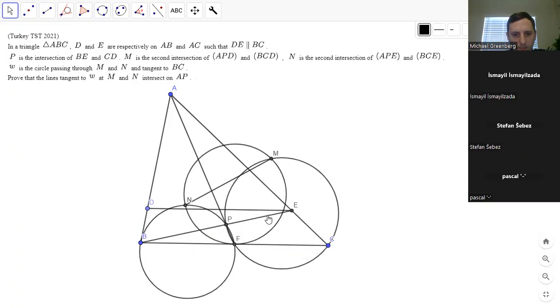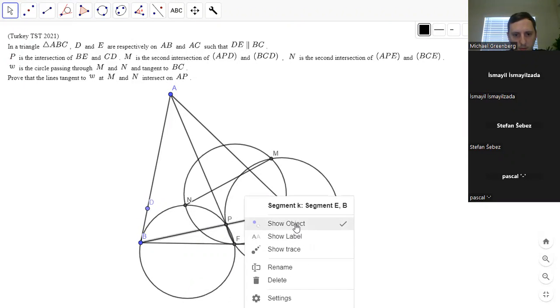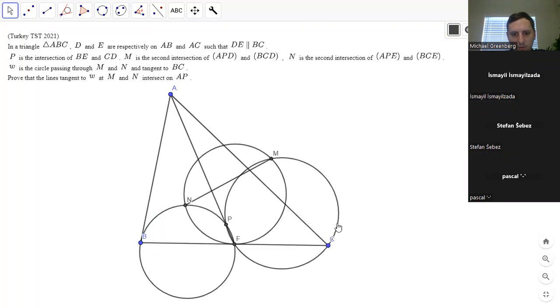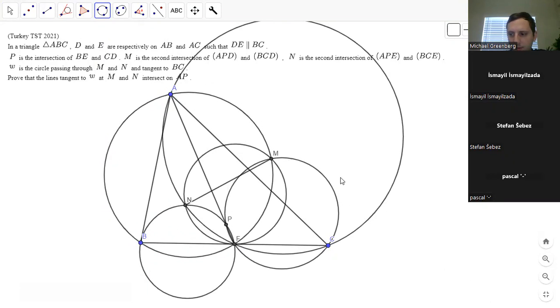So basically P varies on the median. And M and N are the intersections of the two circles already drawn and circles AFC. So we have AFC and ABF. Interesting. So now the diagram looks much better. So yeah, we just draw the two circles AFC and ABF, and we see where they meet BFP and CFP at M and N, and then we would just want to show that circle's tangent to BC.